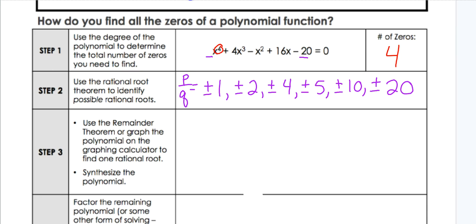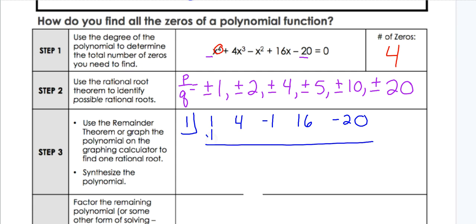So then we use the remainder theorem, or you can graph the polynomial to find at least one of the rational roots. So you would see where the root or the x-intercept is on your graph. And we would use that to start our process of finding those. So the first thing I know is that 1 is going to be a 0 of this function, or a root of this function. So I'm going to use synthetic division to give myself a simpler polynomial to solve.